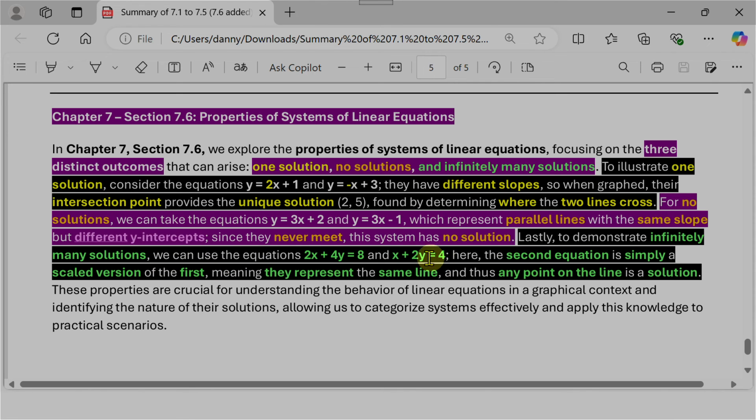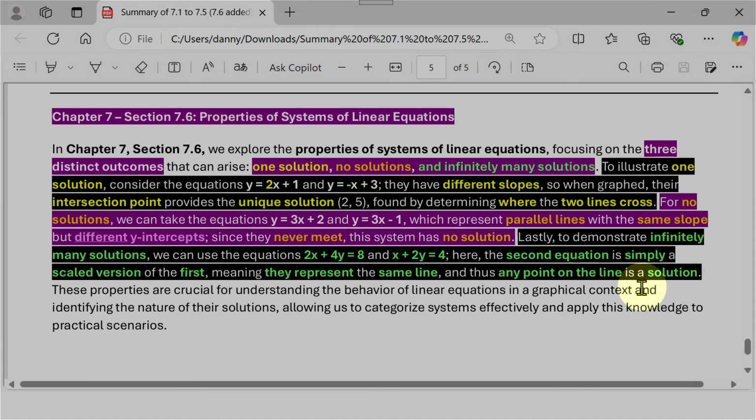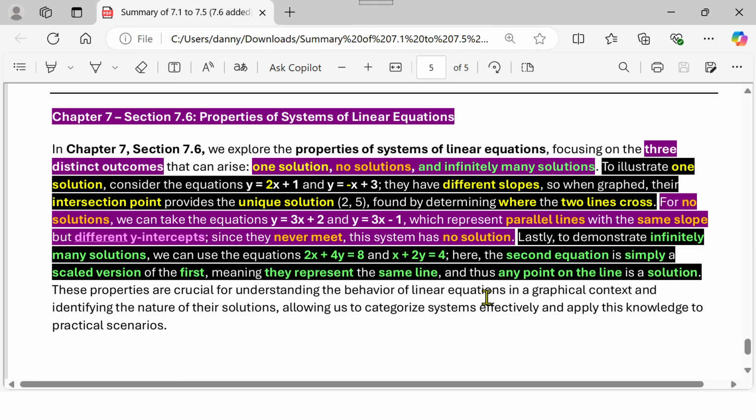Or you can think of the first as a scaled version of this one, in the fact that everything's halved, divided by 2 or multiplied by half. Either way, they're scaled versions of each other. So they represent the same line. Thus, at any point on the line, there's a solution. So that's what section 7.6 was all about.